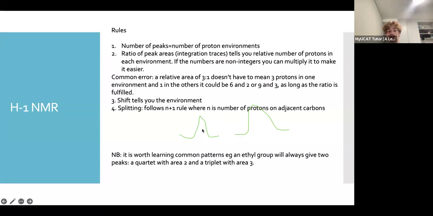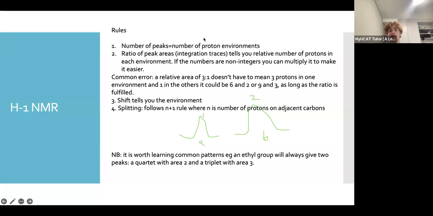So we'll call this spike A, and we'll call this one B. The area under A is 1 and the area under B is 2, so the area under this is double this. The information that you can gain from that is that the ratio of protons in environment B is double that of environment A, okay? That doesn't mean that you have two protons in environment B and one in A. It could do. What it means is that the ratio is 1 to 2. So you might have 10 protons in environment B and 5 in A.